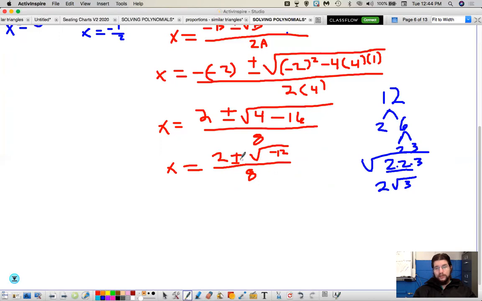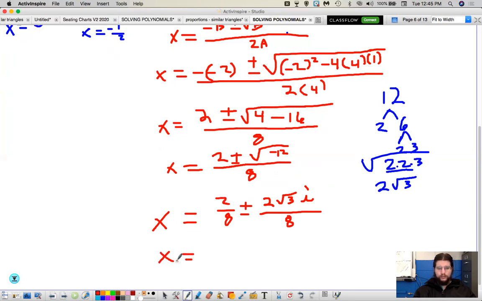Since I'm here, I might as well go ahead and split it up. X equals 2 over 8 plus or minus 2 square roots of 3. Don't forget the i over 8. Not simplified yet. 2/8 simplifies to a 4th. Plus or minus 2/8 simplifies to a 4th. Since we have other stuff up here, I'm not going to bother writing the 1. And that's what we should have.